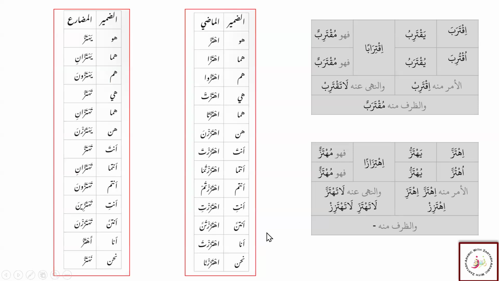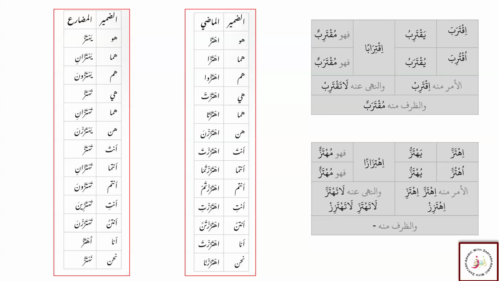Then we have the Iktaraba family, and we have the letters Ihtazza, Yahtazzu. Again, Iktaraba will be ihtazaza, it will become ihtazza, yahtazzu, ihtizazan, fahuwa muhtazzun, uhtuzza, yuhtazzu. Al-amr minhu: ihtazza, ihtazzi, ihtaziz. Again, you can see the three ways to write the faili amr. Then the nahi: la tahtazza, la tahtazzi, la tahtaziz, and the zarf is muhtazz. So here you can see the three ways to write the fi'l amr and fi'l nahi.